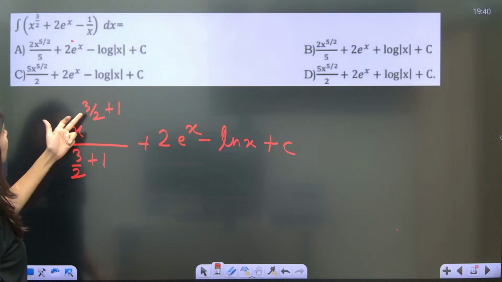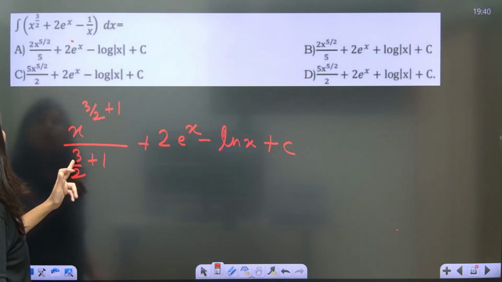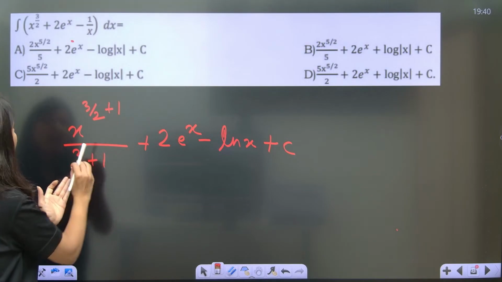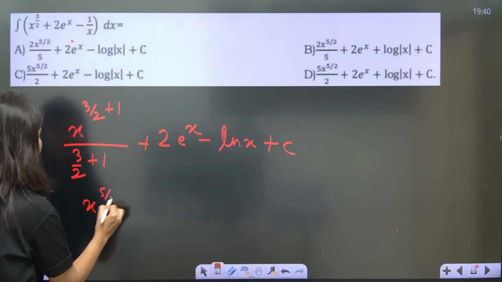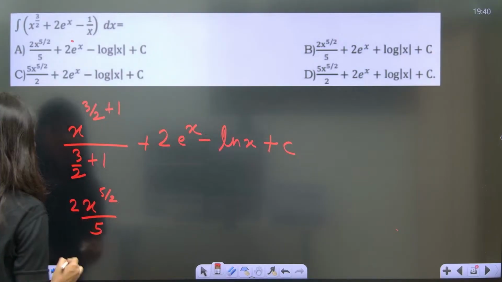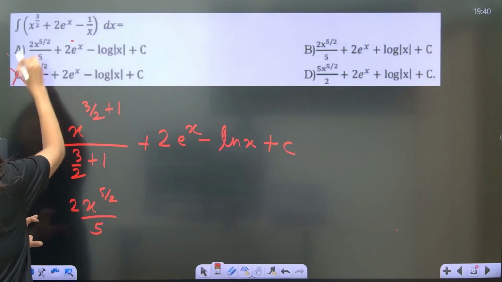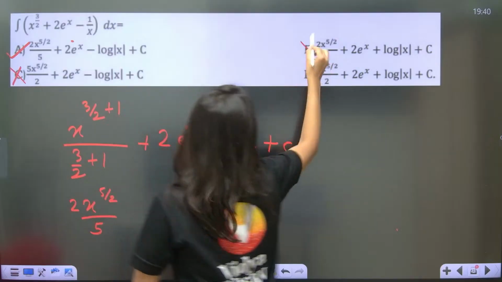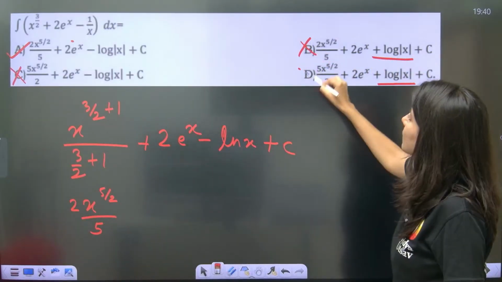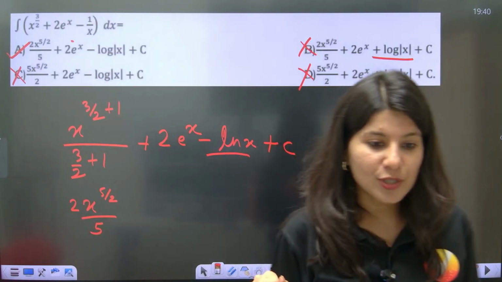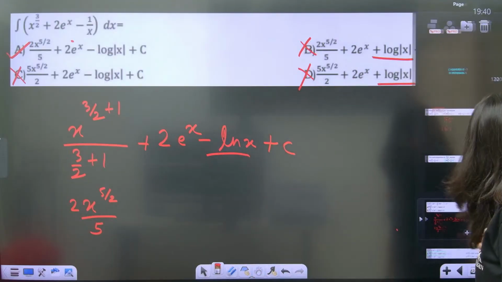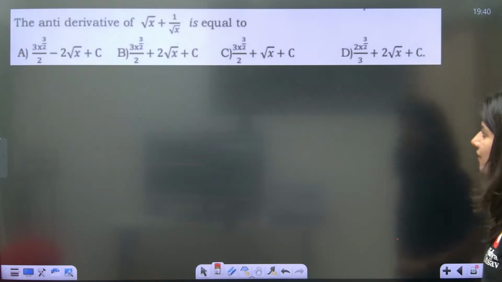So we can clearly see this is x power 5 by 2 and this is also 5 by 2. So 5 will be available. So this is x power 5 by 2 upon 5 by 2. So this term is wrong. This is correct. This is also wrong because I want minus sign. That is why B and D are wrong, because minus log x is what I want. Option A.